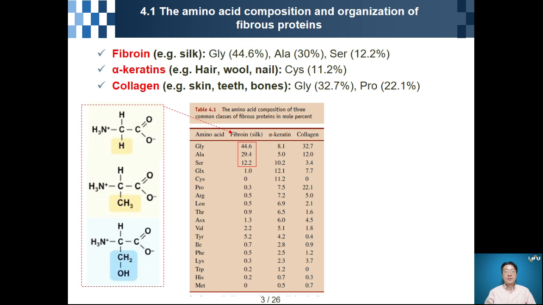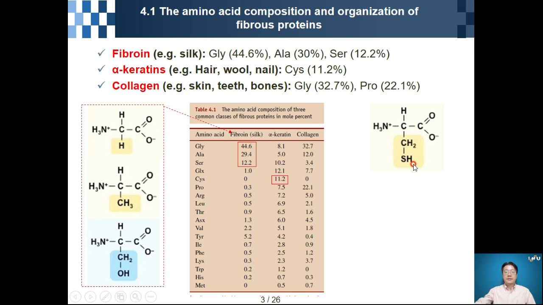How about keratin? Keratin is the main component of hair, wool, nail. If you see here, the serine percentage is about 10.2, glutamic acid is 12.1, and cysteine is 11.2. The very big difference compared to fibroin and collagen is the cysteine. In fibroin, the percentage of cysteine is 0%. How about collagen? In collagen, the percentage of cysteine is also 0%. The structure of cysteine in the R chain has CH2 and SH. Instead of H, there is an SH group.